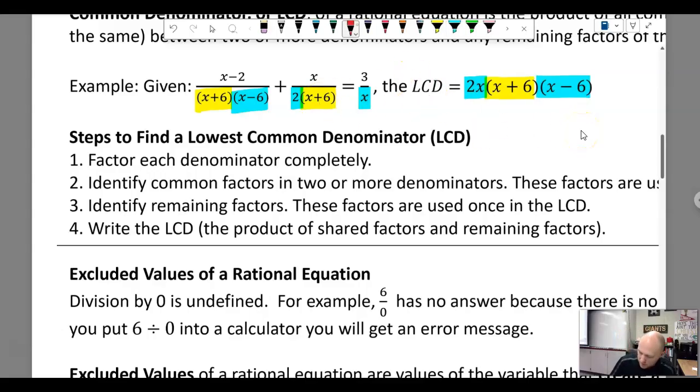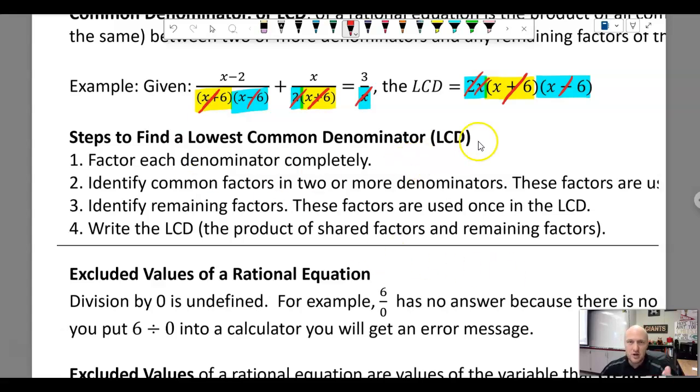So when I multiply by a 2, it's going to cancel with this 2. If I multiply by x, it's going to cancel with this x. If I multiply by x plus 6, it's going to cancel both of these, and then the x minus 6. Okay? So how do you find the LCD? We're going to do that in an example below.